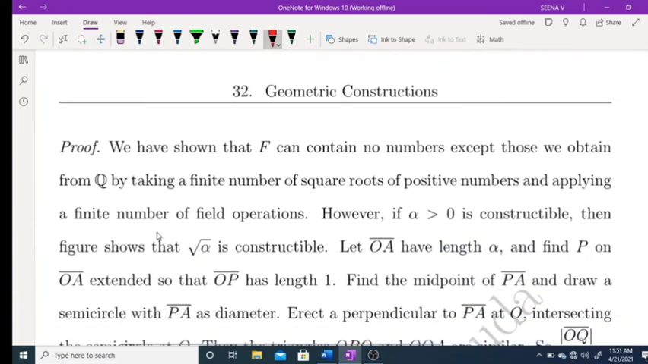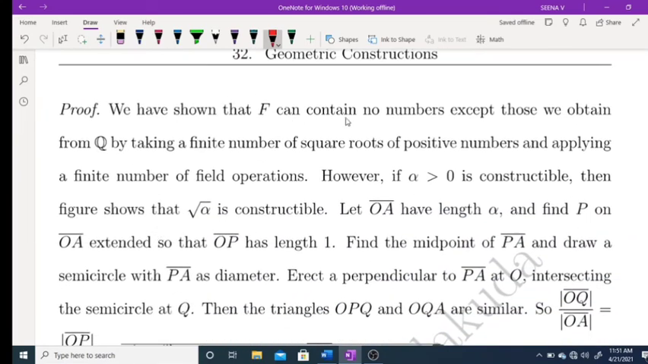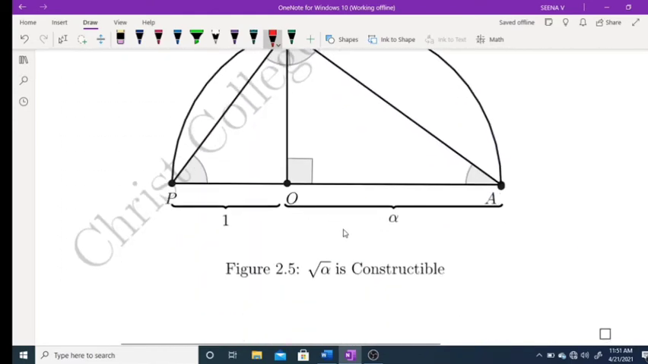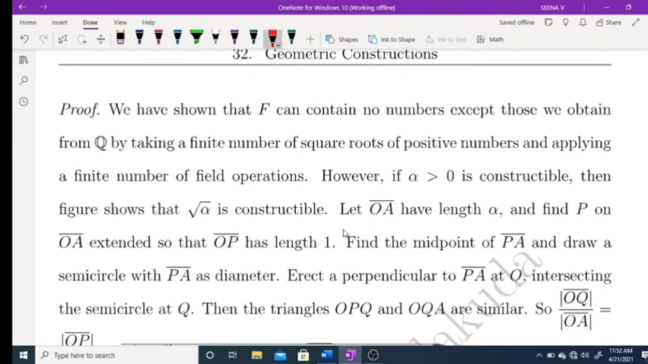Okay, so we have shown F can contain no number except those we obtain from Q by taking a finite number of square roots of a positive number and applying a finite number of field operations. However, if alpha greater than 0 is constructible, then this figure shows that root alpha is constructible. We will move to the proof.